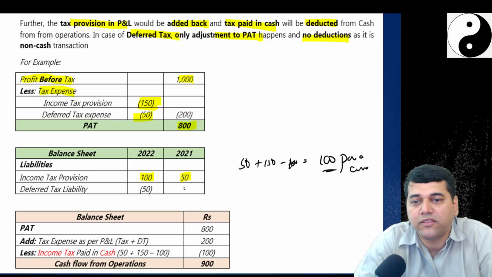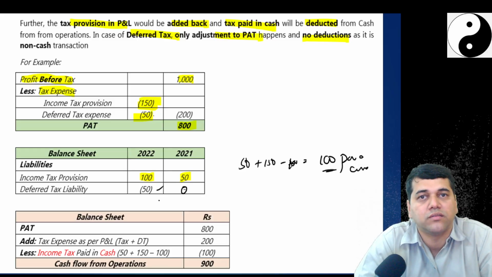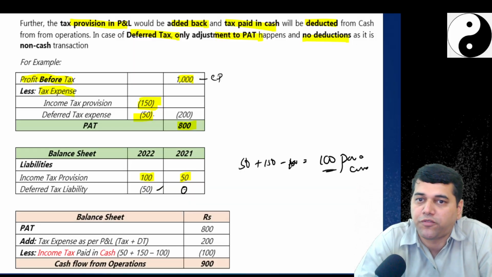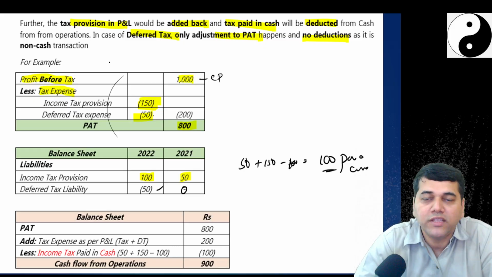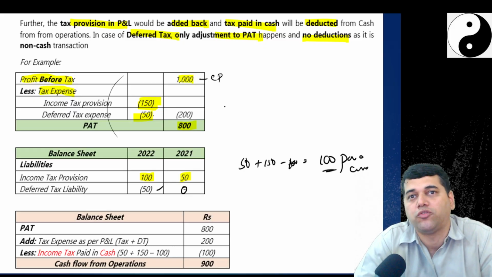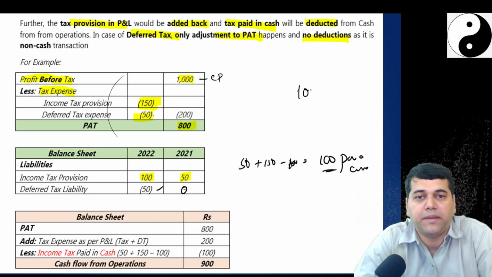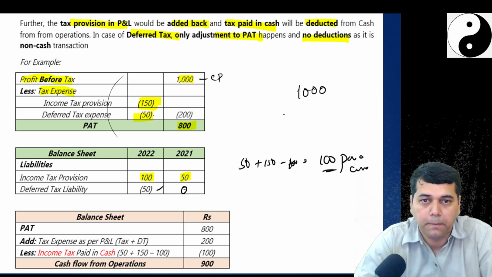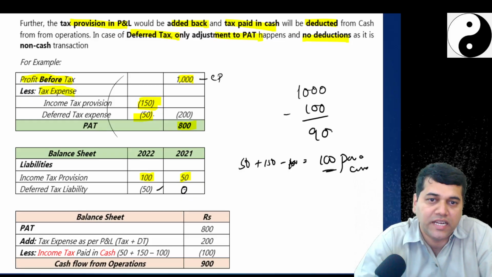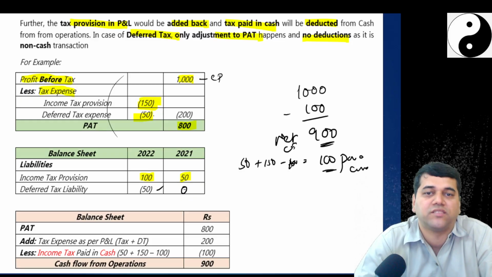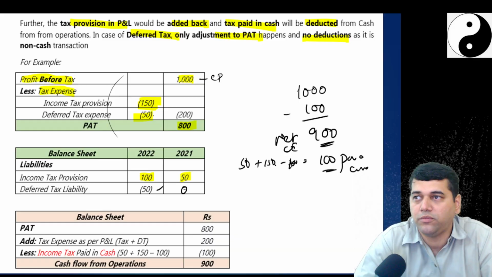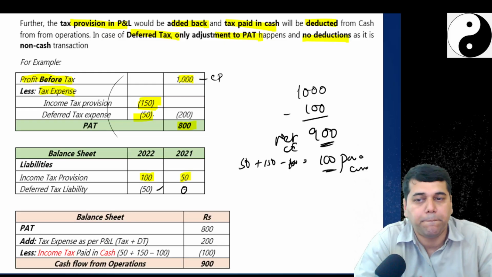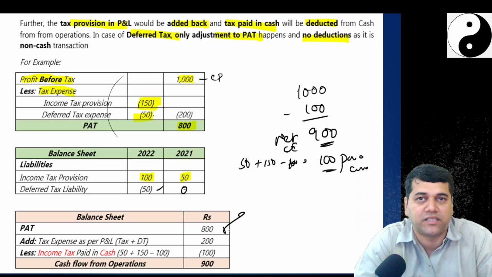Deferred tax, opening balance was 0. Closing, you made a provision here. Now look, assuming this is my cash profit, taking all this income tax adjustment, what is your net cash outflow or inflow? You say, sir, I made an operational cash of 1,000 rupees minus I paid income tax of 100, 900 rupees is my net cash. Followed, no? Because there is only one cash item called payment of the income tax. So if I go to the balance sheet, I will show PAT 800.